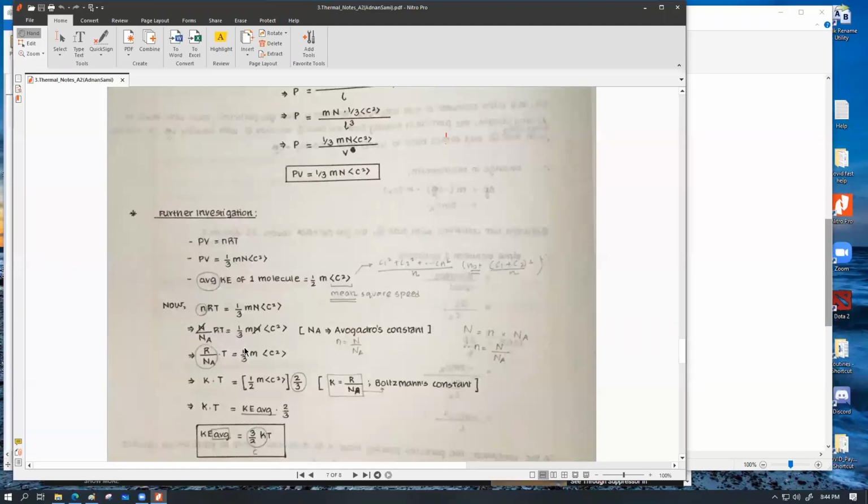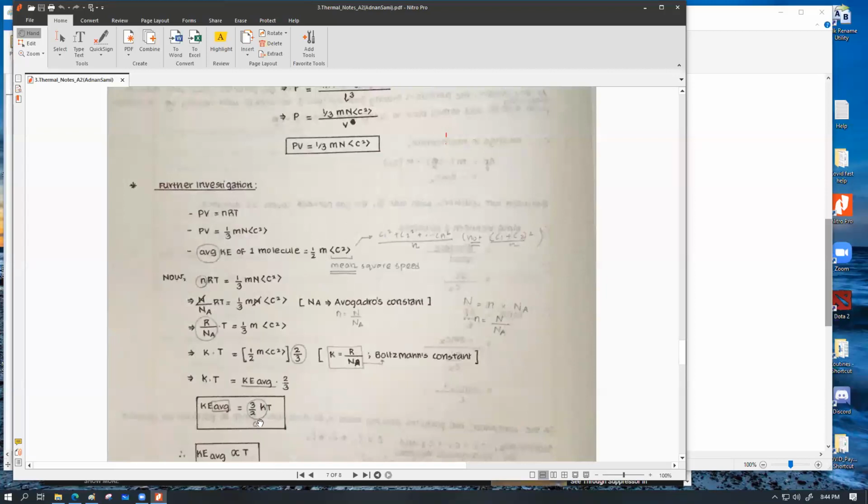Now we want to make this expression into half mc square so that we can put the average KE of molecules over here. So what we did, we wrote half mc square and we wrote the compensating 2/3 over here. This half is compensated by this extra 2 over here. So inside this square bracket, we have half mc square, which is the average kinetic energy of one gas molecule. So you can write 3/2 kT equals KE average, or KE average equals 3/2 kT.